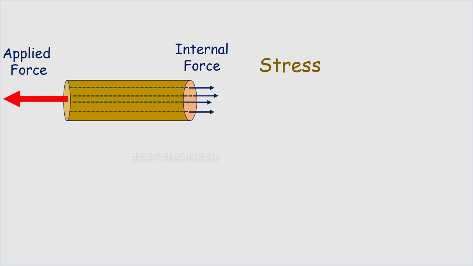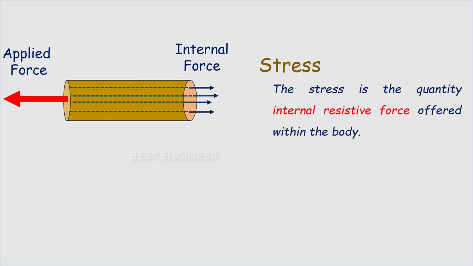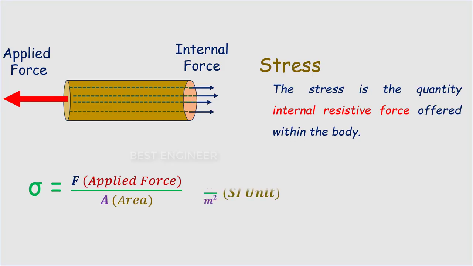This internal force can be specified in terms of stress. Stress is the internal resistive force offered within the body. This can be measured as the applied force per unit area. The SI unit of stress is Newton per square meter. The Newton per square meter is also called Pascal.